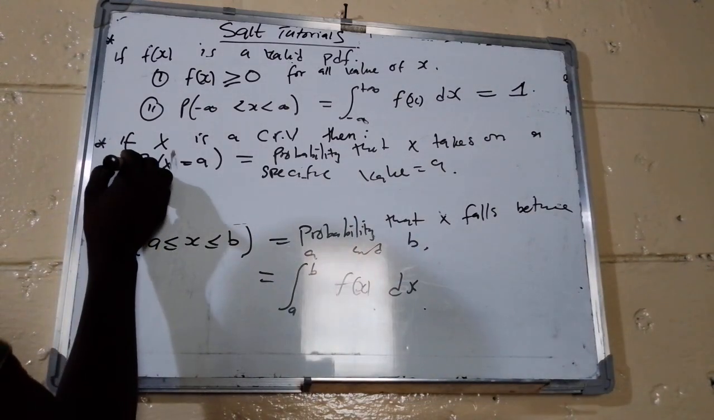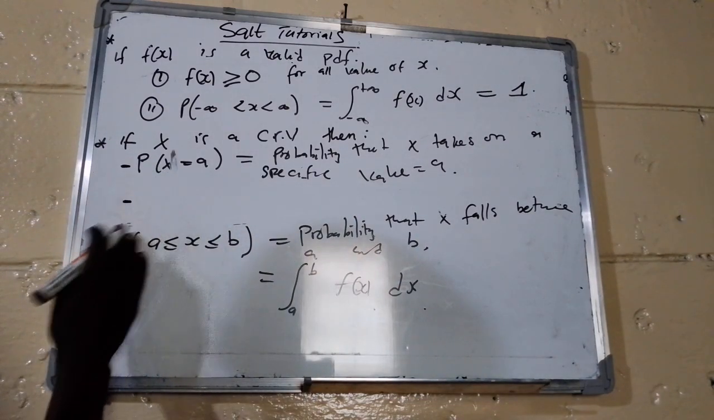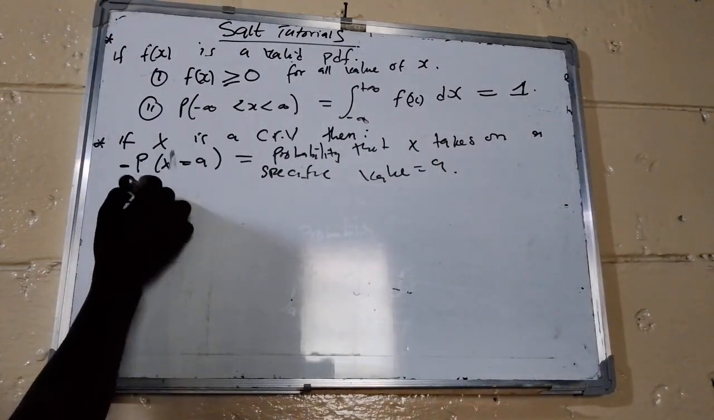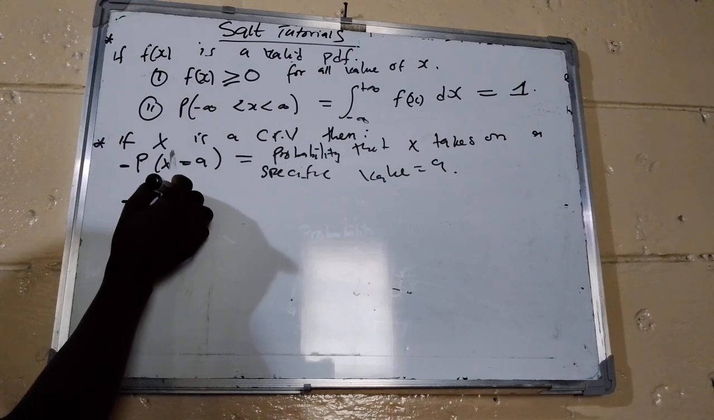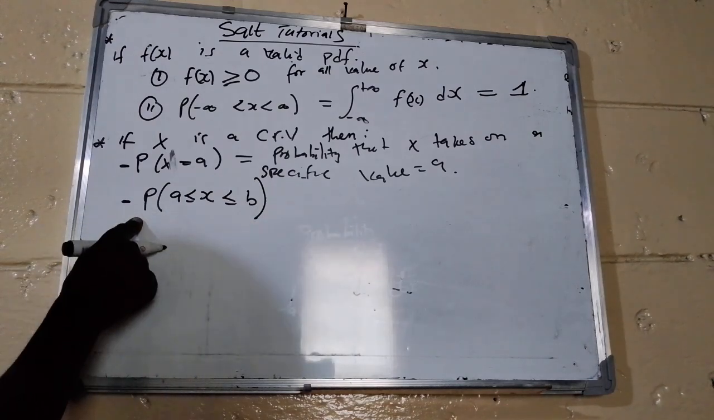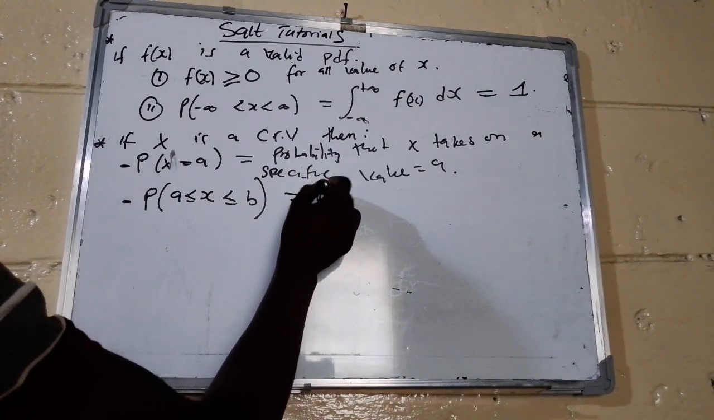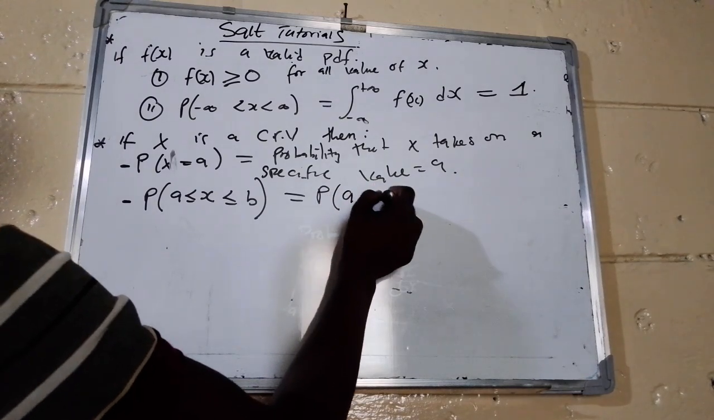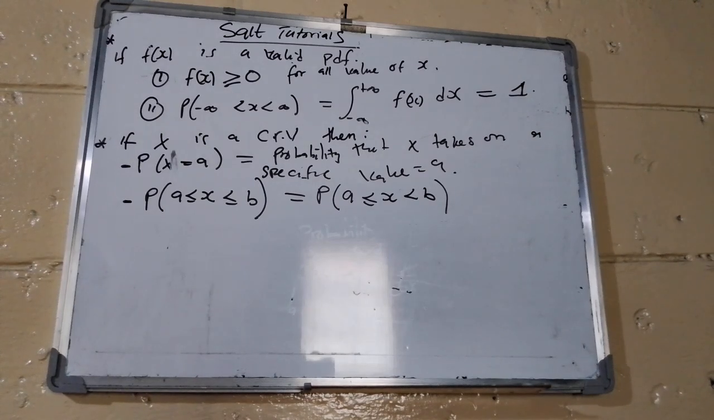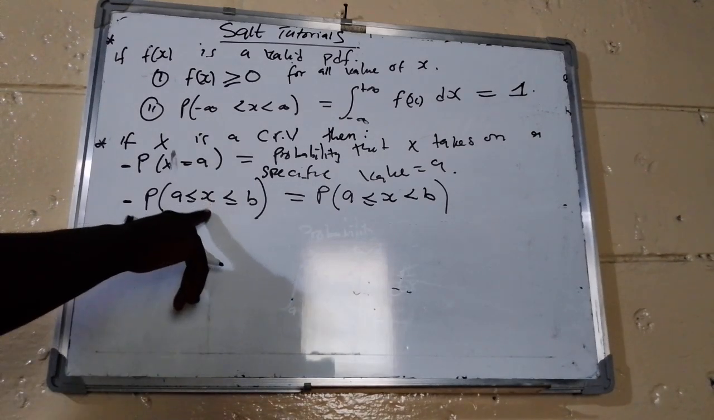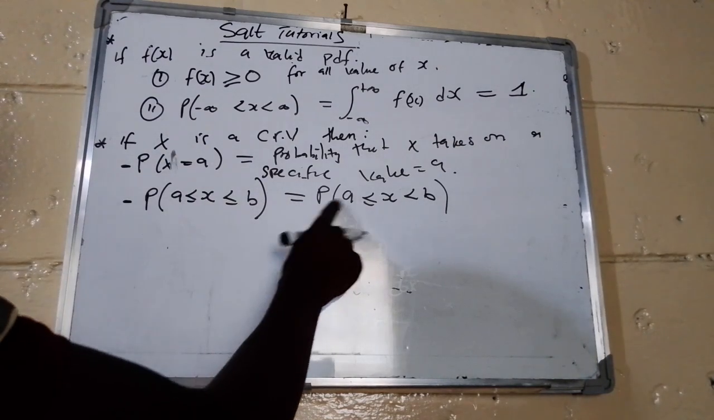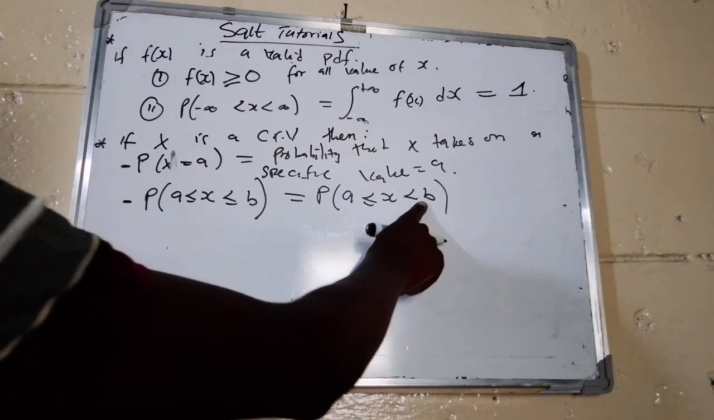So now, this is the case we are having. We have the second case here, where we are finding the probability of x where a is less than or equal to x and x is less than or equal to b. This probability is the same as the probability of a less than or equal to x and x less than b. I'm sure you're able to take note of the inequality symbols there.